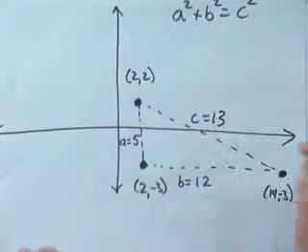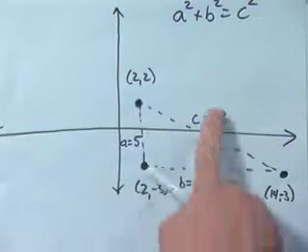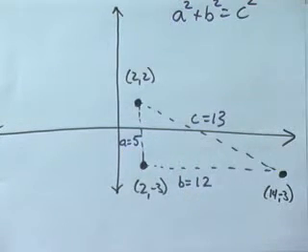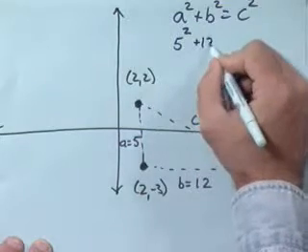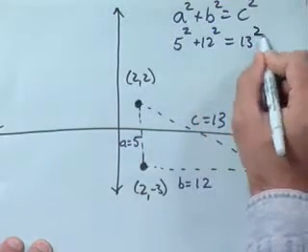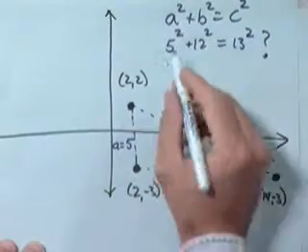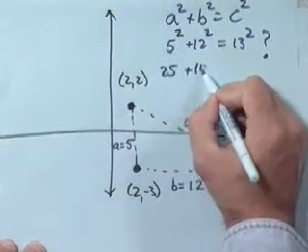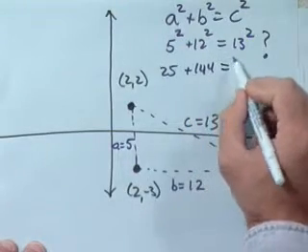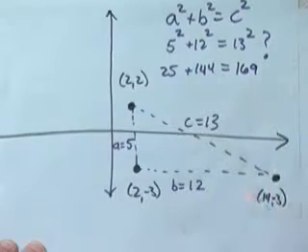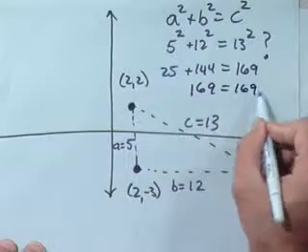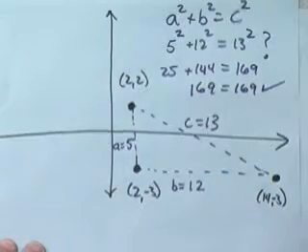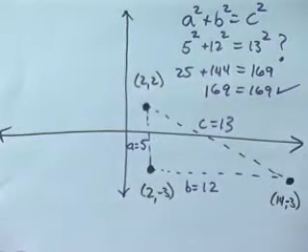C is 13. Now we just have to check, are these numbers 5, 12, and 13 a Pythagorean triple, or do they satisfy the Pythagorean theorem? Let's check it out. Does 5 squared plus 12 squared equal 13 squared? That's our question. 5 squared is 25. 12 squared is 144. Does that equal 169? Let's see. 25 and 144 is 169. Therefore, these 3 points do, in fact, make up a right triangle.